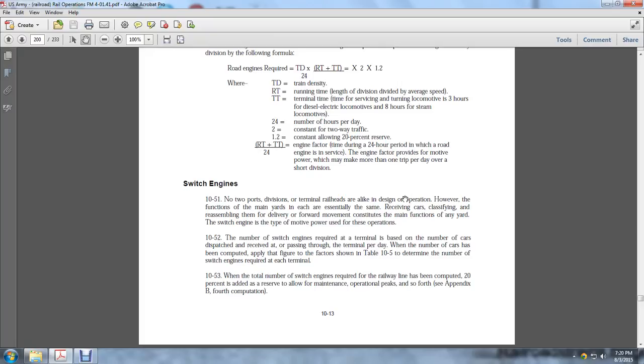However, the functions of the main yards in each are essentially the same. Receiving cars, classifying, and reassembling for the delivery forward of the movement constitute the main functions at any yard, and they determine the switch engine and the type of motive power required for these operations.